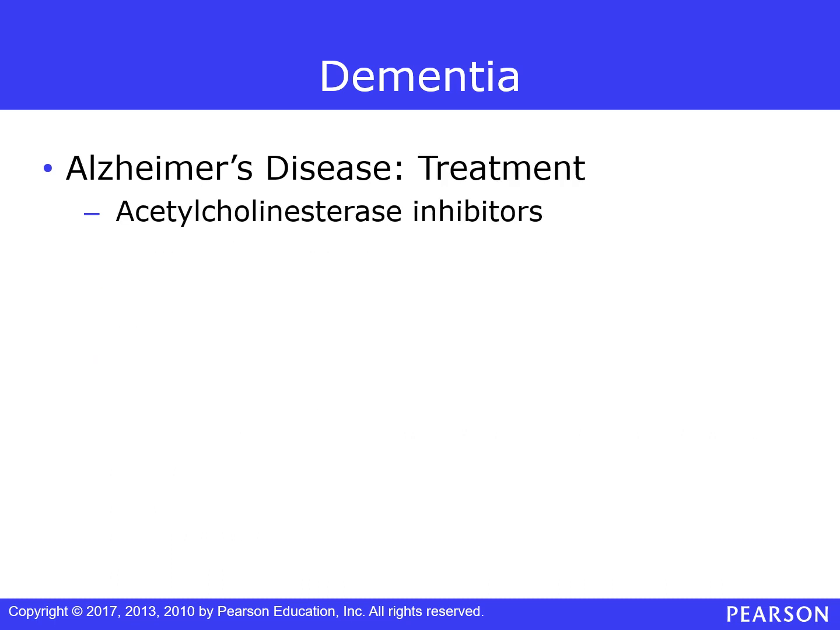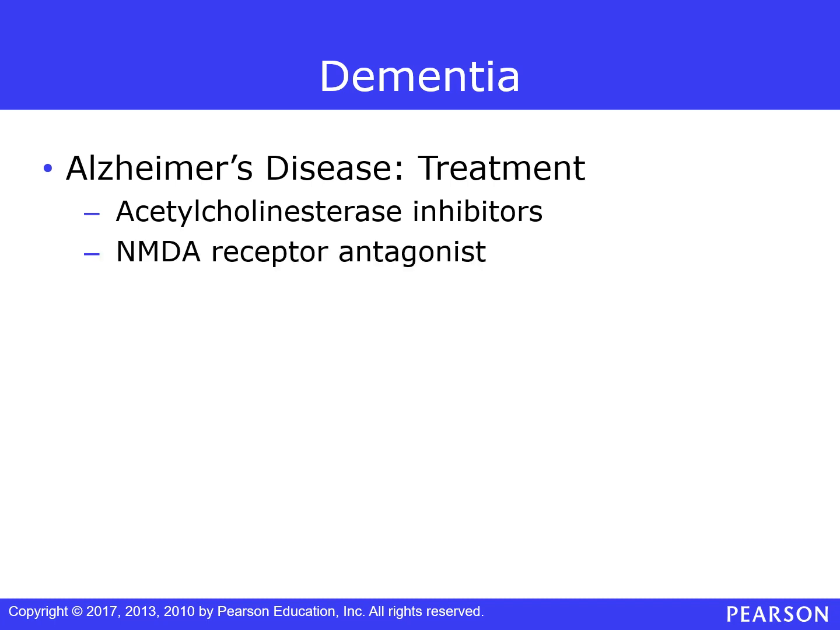The treatment for Alzheimer's, unfortunately, there's not a lot. We mainly try to use inhibitors of acetylcholinesterase. So this is the enzyme that breaks acetylcholine down into its parts, acetyl and choline. So we want to inhibit that process. So we give folks with Alzheimer's acetylcholinesterase inhibitors to increase acetylcholine availability. That does seem to be somewhat helpful.